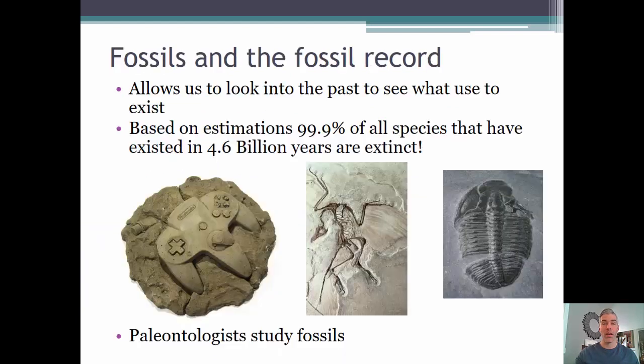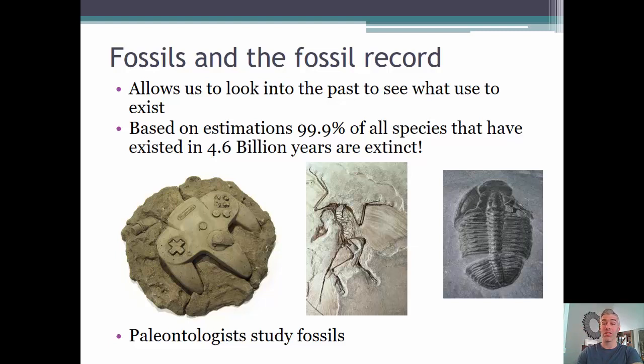There's many more. There's also the fossil record. So the fossil record looks at fossils over time. And the way we look at geological time, as we'll talk about in a second too, is that the oldest fossils are at the bottom, the rock layers that are lower, and the more recent rock layers are at the top.